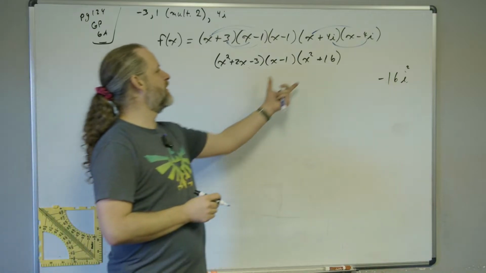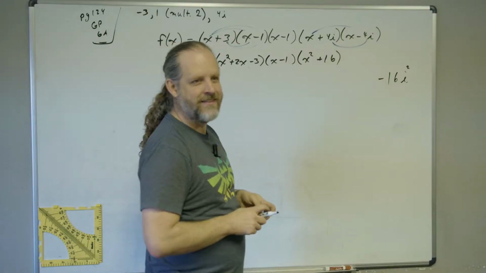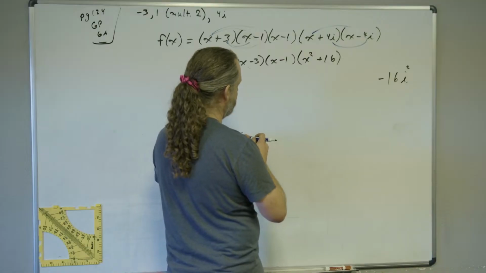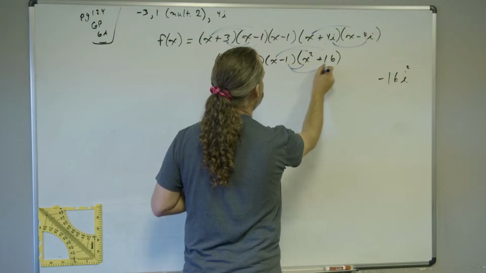I'm going to do this one next so that I don't have to do a triple twice. Yeah, that would be good. So I'm going to do this one next. Bam, and then bam, and then bam, and then bam.